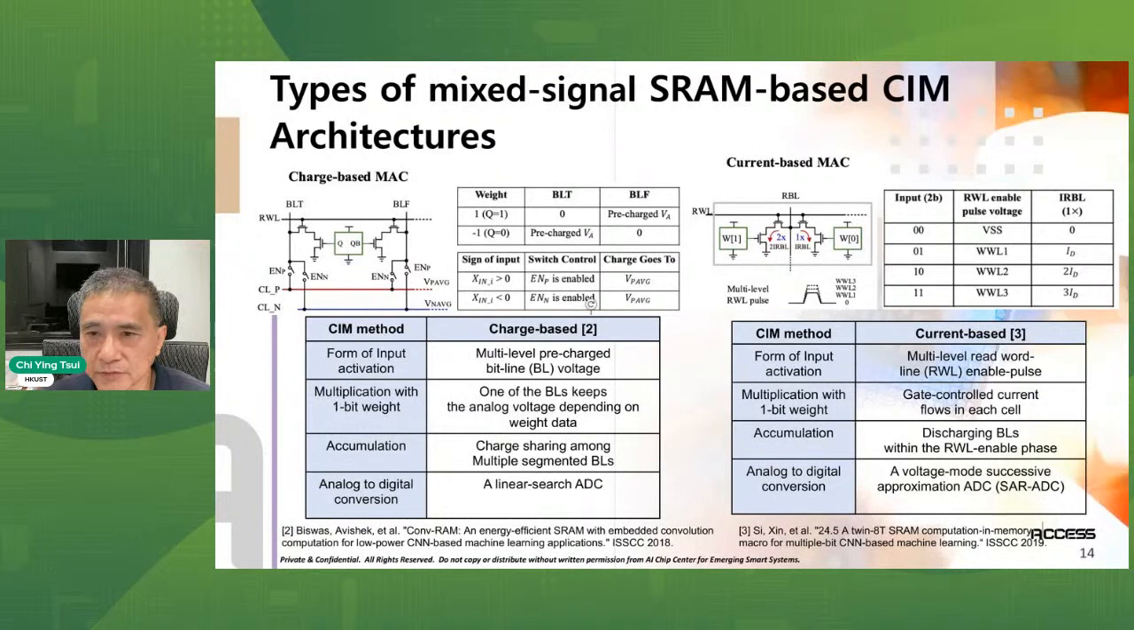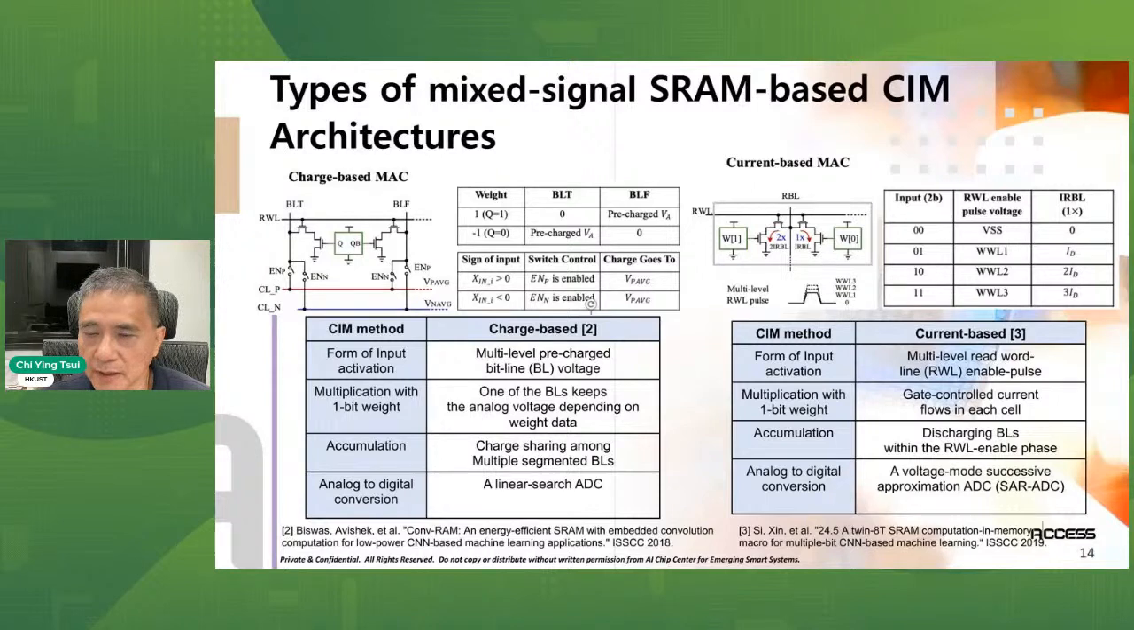Another approach is current-based MAC. On the right-hand side, the input activation is represented by multiple levels of voltage, using different voltages to represent the input activations. If it is a multi-bit input, then you need multi-level voltage by using a digital-to-analog converter. Based on the cell, these will cause different amounts of current to flow through the discharge path.